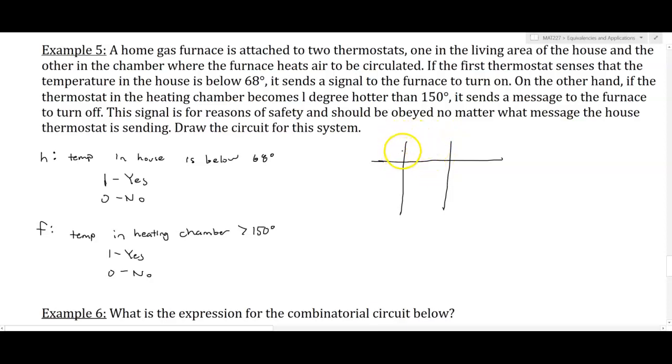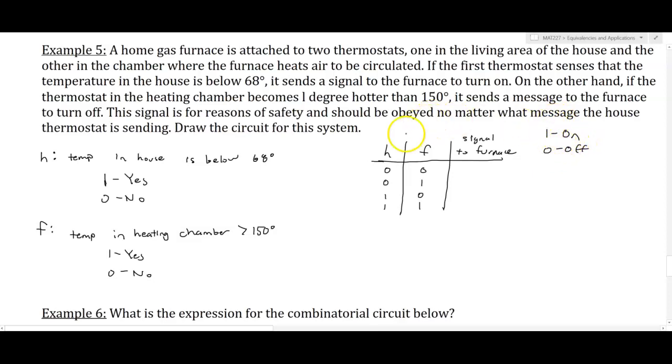All right, so here I have H, here I have F, and I'm just going to look at all the possible pairings. I could have 0, 1, 0, 1, and here 0, 0, 1, 1. Now I don't know what the logical operation here is, but I know that I want this to be the signal that's sent to the furnace. And we'll define that 1 means to turn it on, 0 means to turn it off.